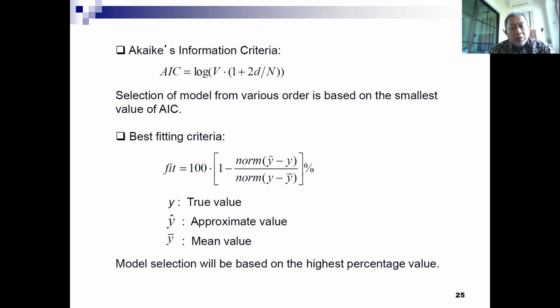How about the best fit criteria? Best fit is based on a percentage formula: 100 multiplied by (1 minus the norm of y cap minus y, divided by the norm of y minus y mean). Y mean is the mean value of the output, y cap is the approximate value, and y is the true value. All are based on the output value. So model selection will be based on the highest percentage value. Ideal is 100%. Acceptance is 90% and above.